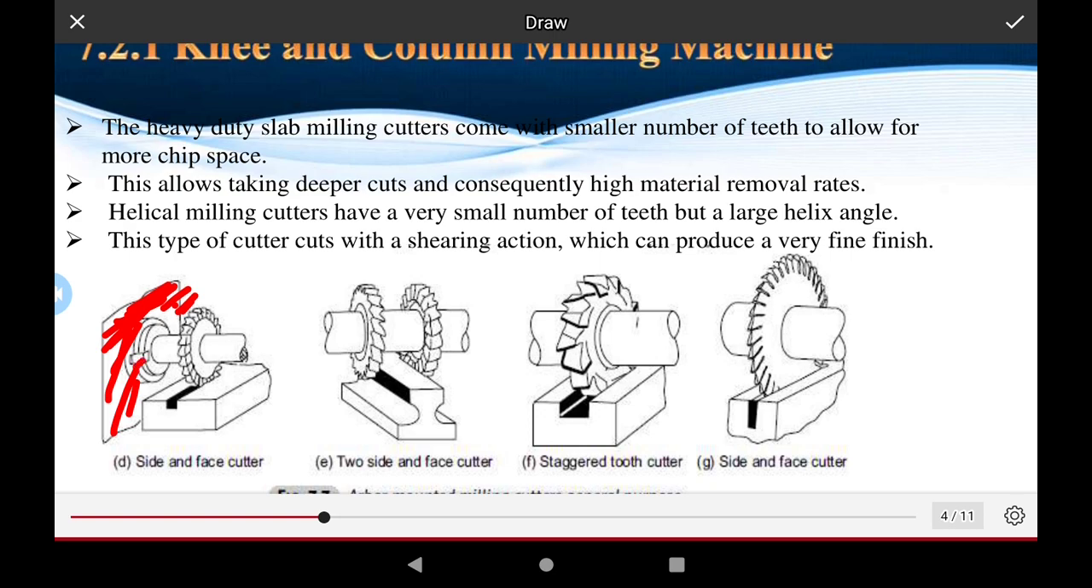This is the key used for the shaft. This is the shaft, and the cutter is mounted on the shaft, which rotates like a pulley. This is the tool, and these are the straight teeth. The wheel rotates in the clockwise direction while the workpiece moves in the opposite direction, and the tool is cutting the chips.